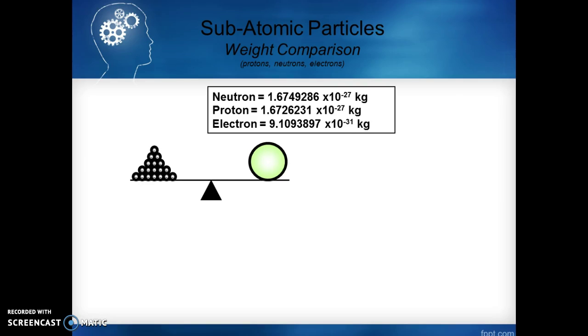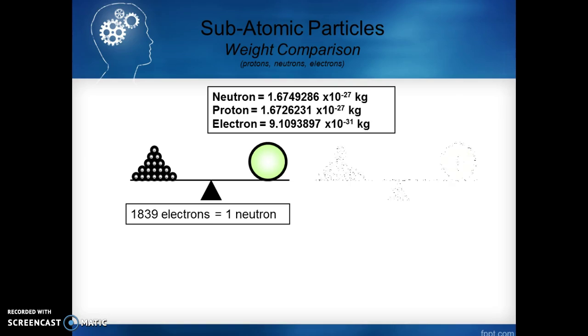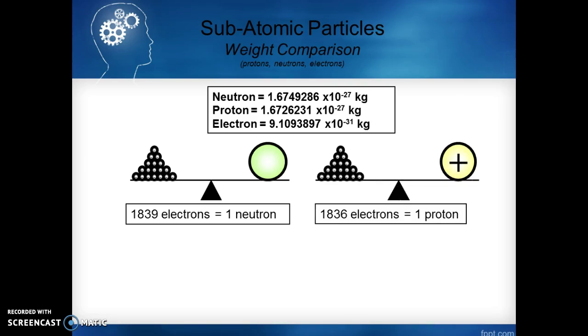So if we were to put neutrons and electrons on a scale, we'd have to put about 1,839 electrons to equal just 1 neutron. And then if we were to do the same thing with the proton, we'd need just shy of the number you'd need for a neutron. You'd need 1,836 electrons.